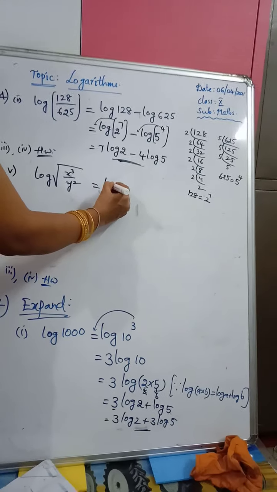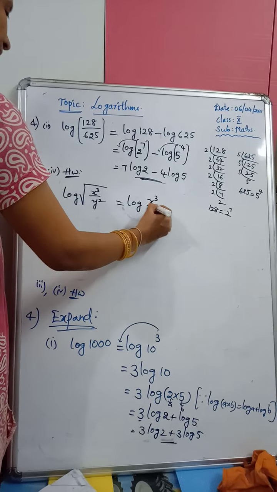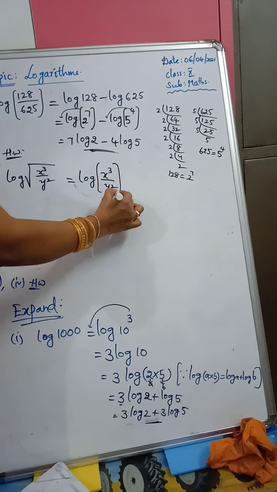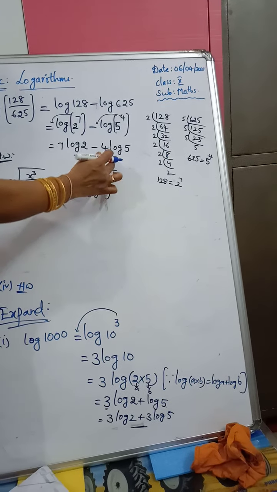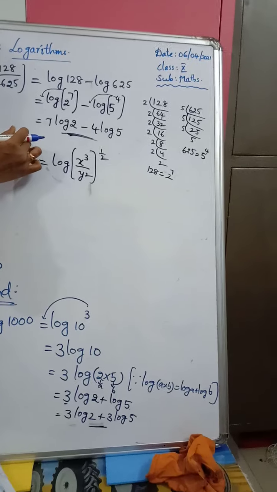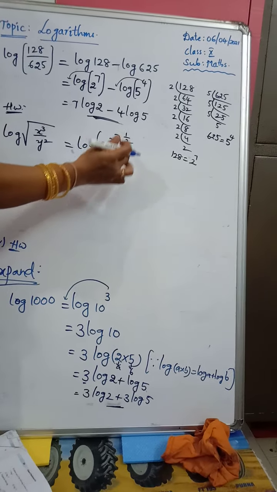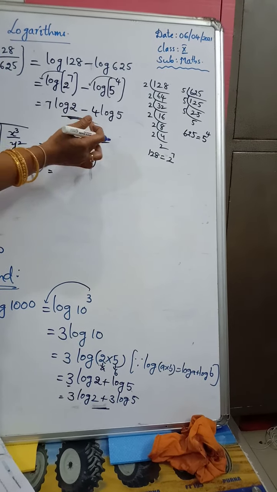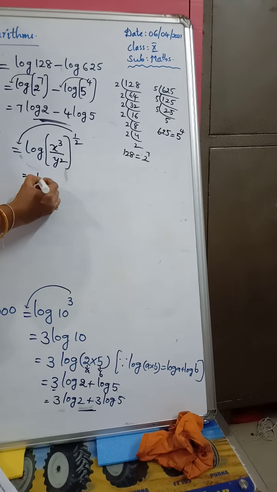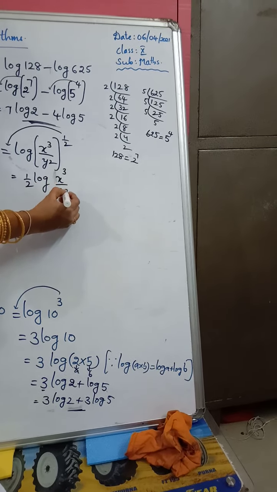So here what can we write? Here the root is extra. So the root of x cube divided by y square: this root should become the power, that is half, 1 by 2. This square root should become the power, that is half. That is equal to, this power should come as the quotient, that is 1 by 2 log x cube by y square.